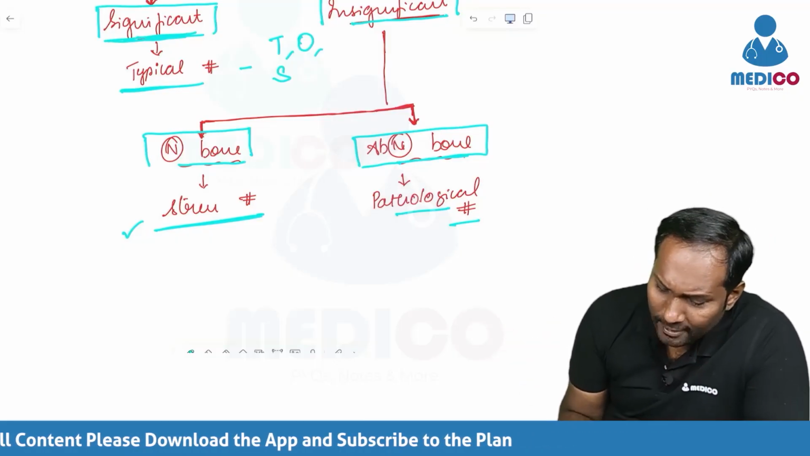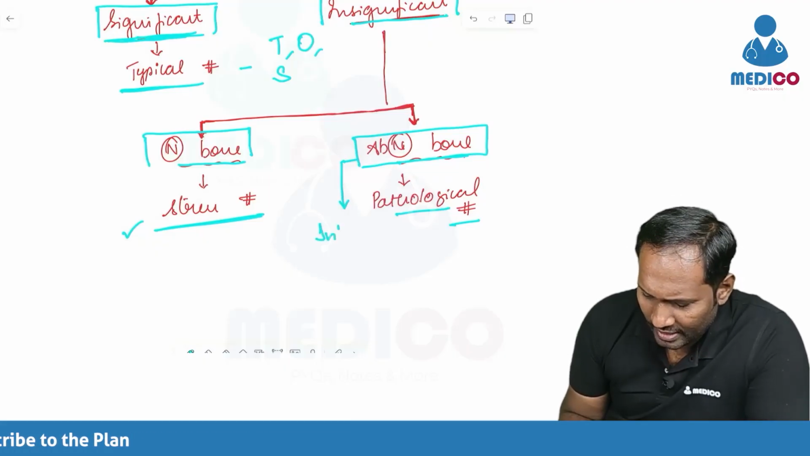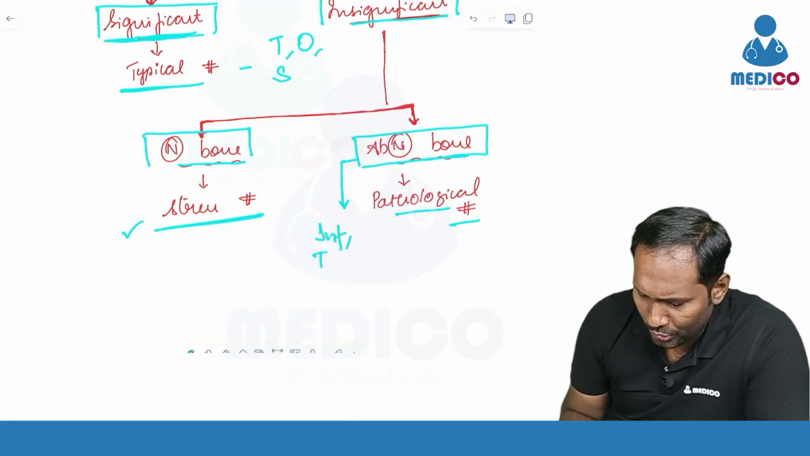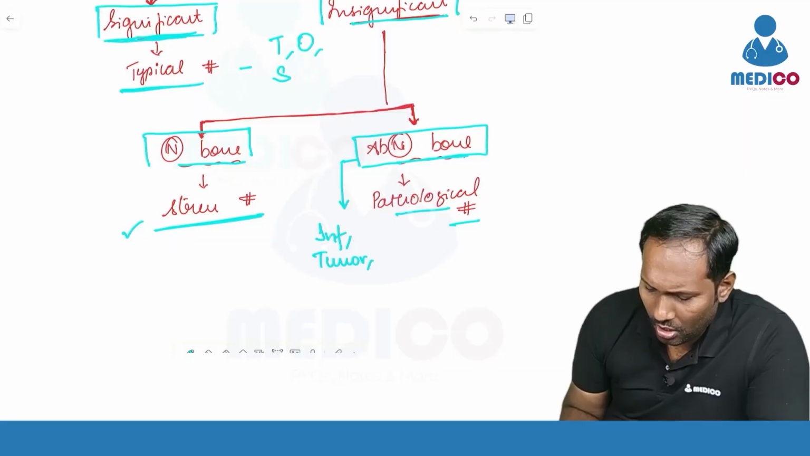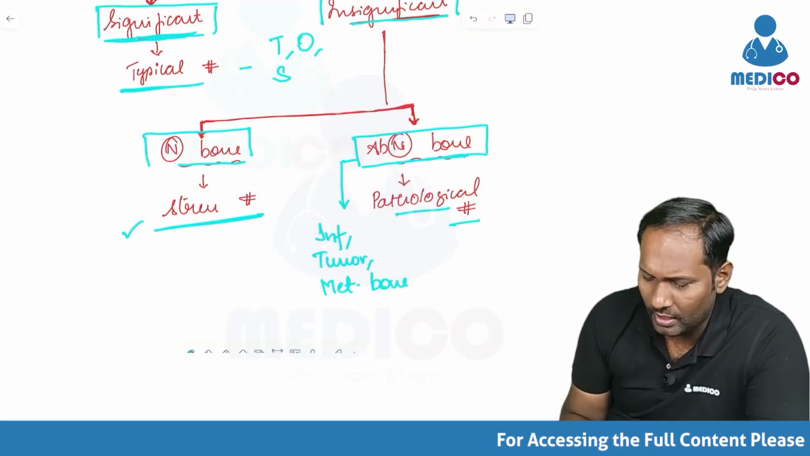What are the examples of an abnormal bone? It could be an infective bone disease, a bone tumor, or a metabolic bone disease. All these are examples of an abnormal bone.